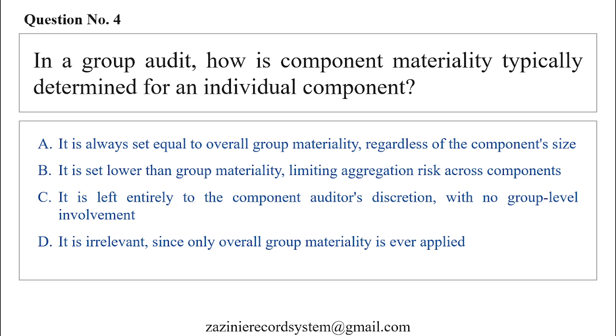Question number 4. In a group audit, how is component materiality typically determined for an individual component? Letter A. It is always set equal to overall group materiality, regardless of the component's size. Letter B. It is set lower than group materiality, limiting aggregation risk across components.